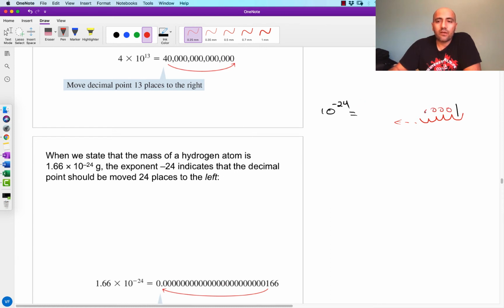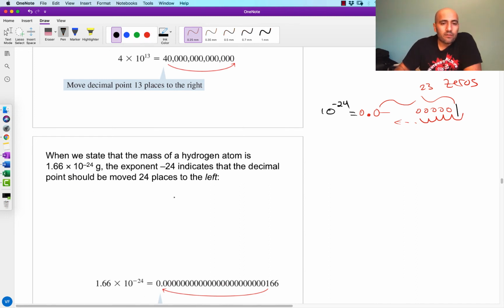1, 2, 3, 4, 5, 23 different times. So 0.00000 with 23 zeros. 23 zeros. Right, that's very, very small. Good? Okay, so the pattern for this is to start off with this.